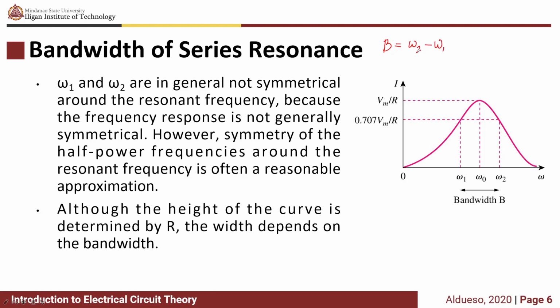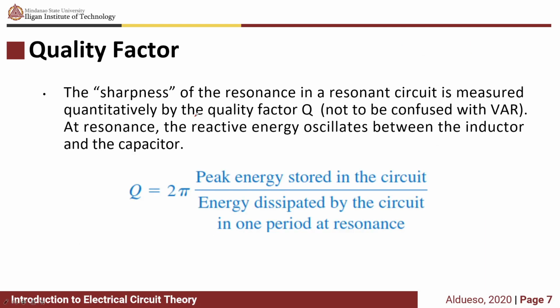Using the expressions for omega 1 and omega 2 in terms of R, L, and C, we can get that our bandwidth is just equivalent to R over L. So next is the quality factor. The sharpness of the resonance in a resonance circuit is measured by the quality factor Q. Q is not to be confused with reactive power.